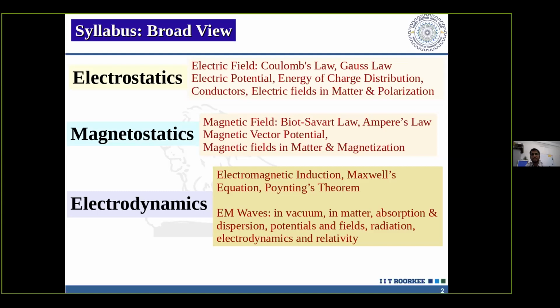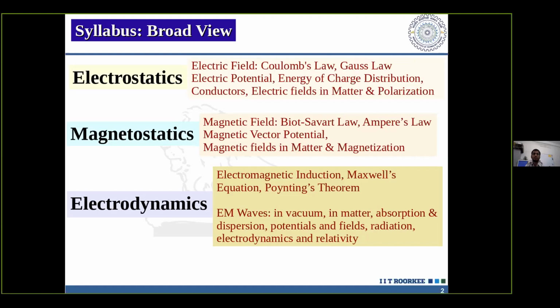Which starts with electromagnetic induction, then Maxwell's equations, Poynting theorem. This is one part, and then electromagnetic waves. Electromagnetic waves in vacuum and in matter, and absorption and dispersion. These are the topics which are related to all the competitive examinations.